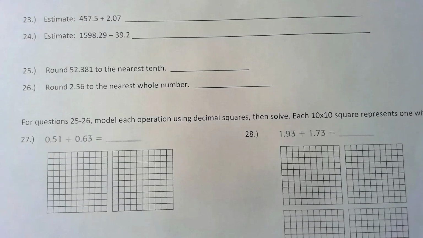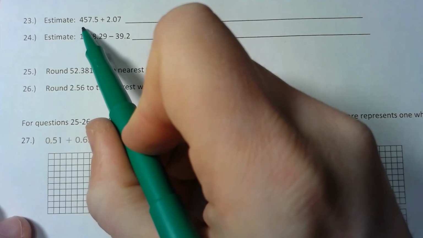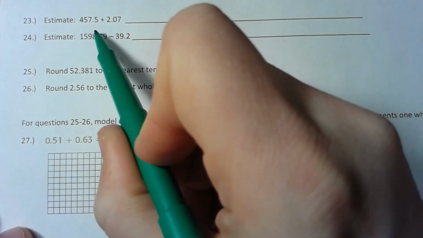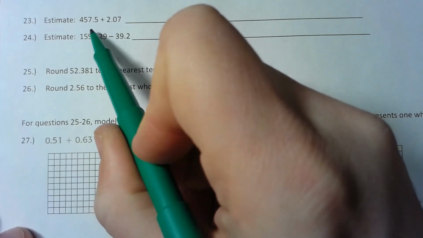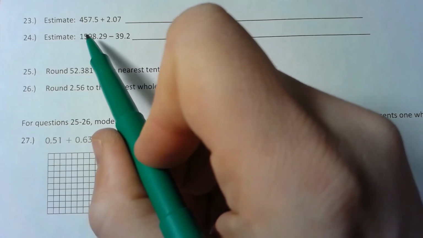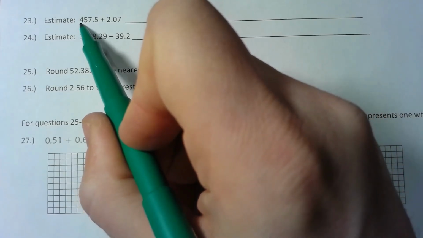Now beginning the third page with question number 23, which says estimate 457 and 5/10 plus 2 and 7/100. When you're estimating with addition and subtraction, we don't necessarily have to round to the greatest place value because we're not necessarily working with powers of 10. So usually what I do is I round to the least place value that I can still easily work with in my head. So in this case, if I were to round this to the hundreds, I would round it all the way up to 500.